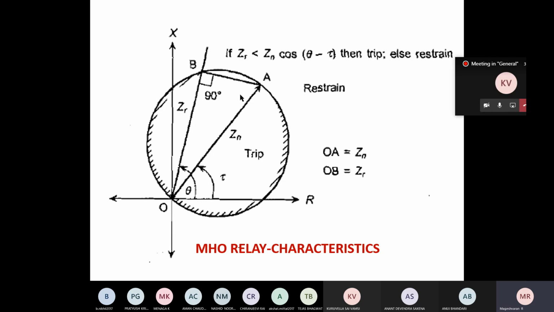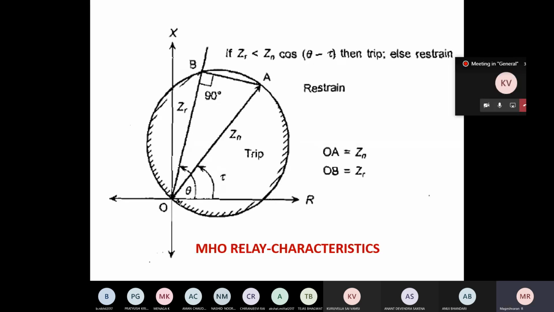However, inside the circle itself there is a particular area where ZR is more than Zn cos(theta minus tau). Thereby it is not going to operate there, and it is not going to operate outside either. This is the Mho relay characteristic.